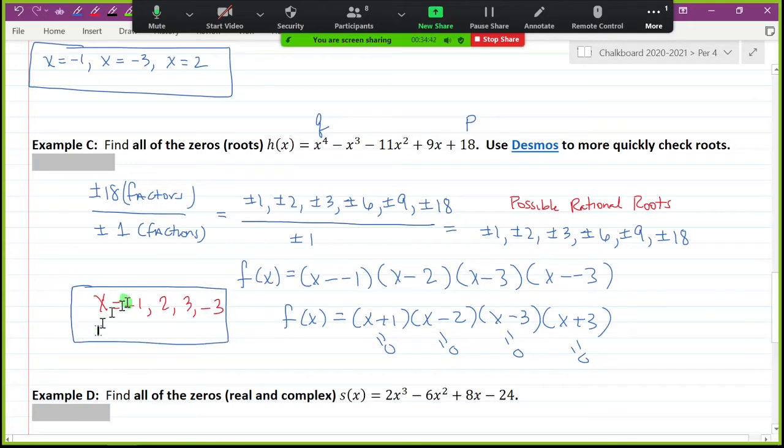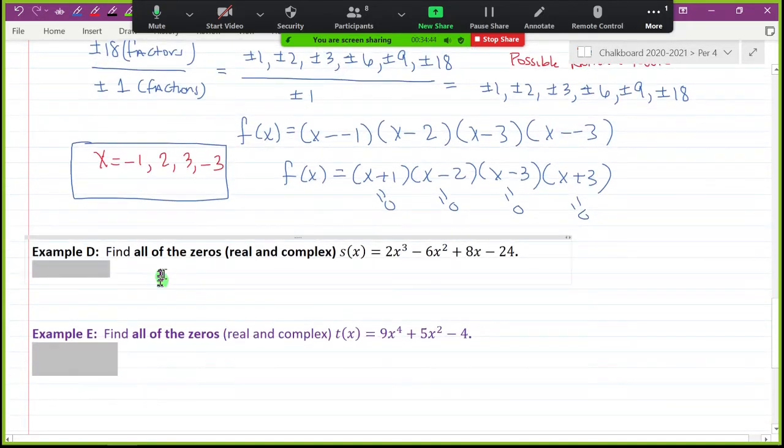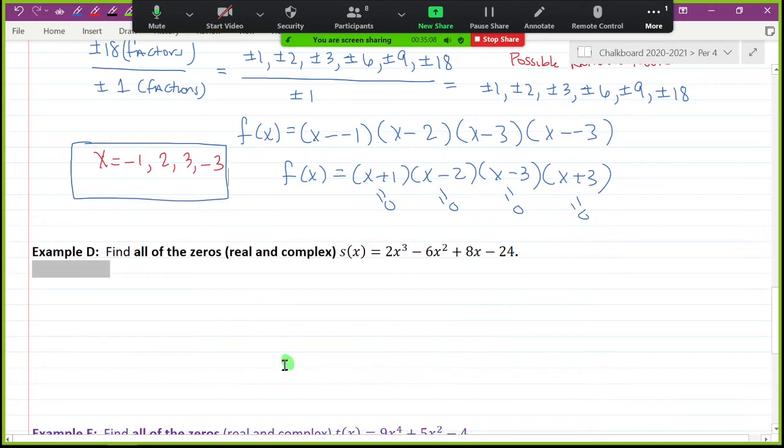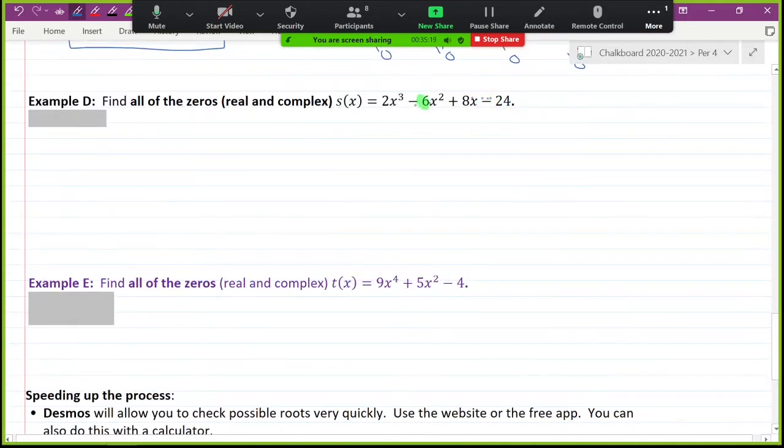This next one here says find all of the zeros, real and complex. Now I'm giving you a little hint here saying that some of these are going to be imaginary, which means they won't be on the list. This next one, we're not going to be able to just use Desmos for the whole thing, but we can use Desmos to get started, the training wheels thing, right? So here we go. We have 24, -24, and 2.